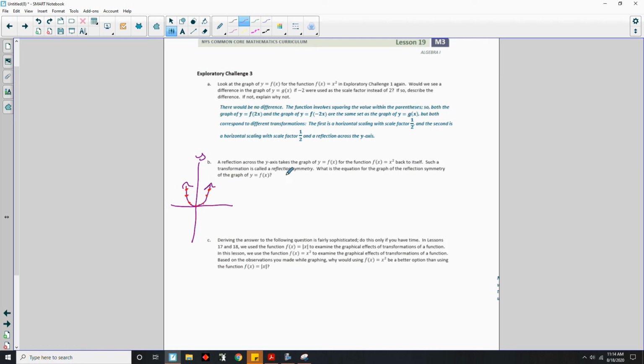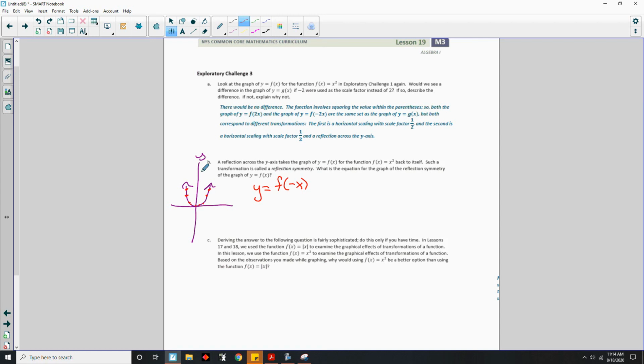So they're asking, what would be that function? So if we have the function y equals f of x, then its reflection would be y equals f of negative x. And that would reflect it across the y-axis.